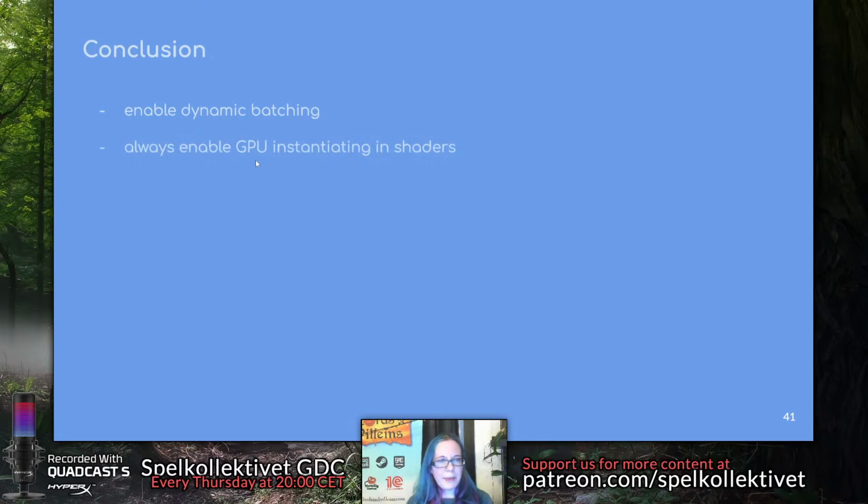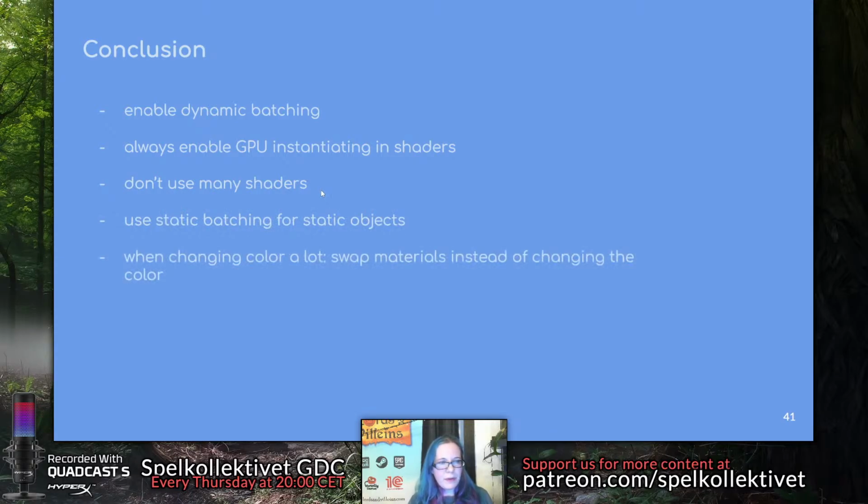Always enable GPU instancing in the shaders. This was the one in the materials. Try to use not so many shaders. Use static batching for static objects. And when changing a color a lot, swap the materials instead of changing the color. And turn off SSAO if needed, or create the settings for the player to turn it off by themselves. I mean, maybe you don't even want SSAO in your project.